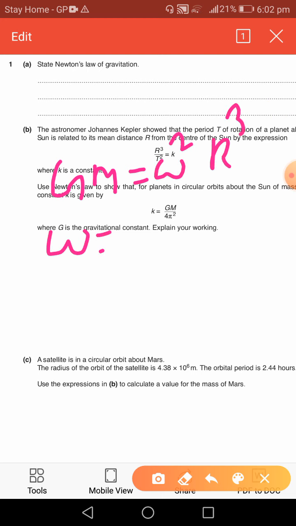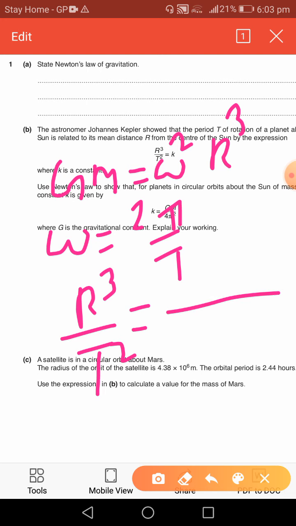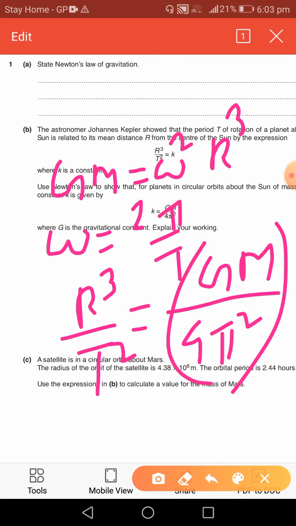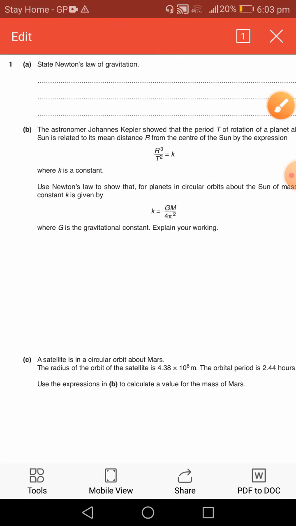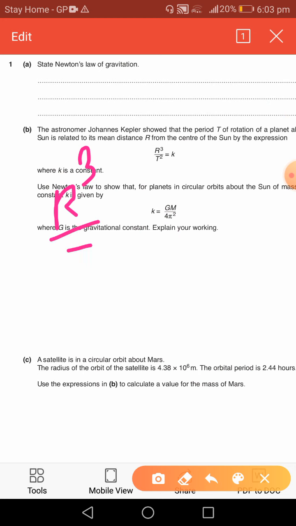Now you put the value of omega, which is equal to 2 pi by T, and you will finally get that r cube by T square is equal to GM by 4 pi square. G is the universal gravitation constant, M is the mass of the sun, which is not going to change, and 4 pi square is a constant number. That means the whole thing is a constant. So r cube by T square will be equal to a constant.